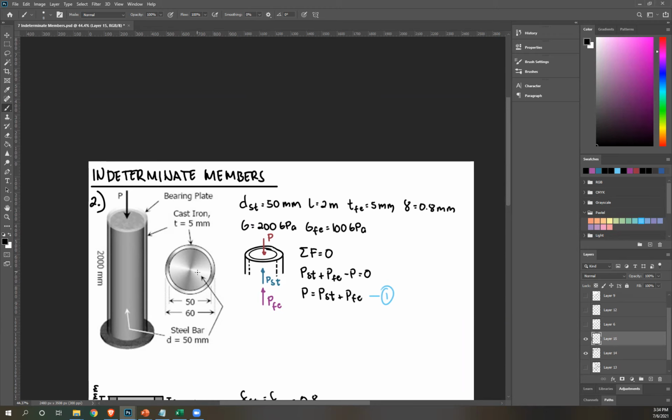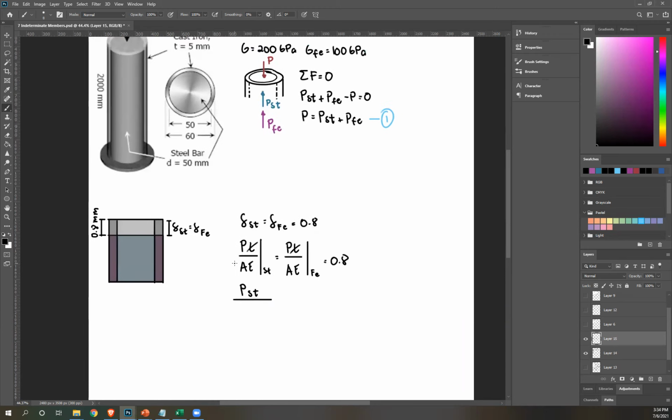So that's just pi over 4 d squared, since it's a circle. So PST over... You can't cancel this because you equated it to 0.8. There's no L here, so I can't cancel everything. Okay, so keep it. Again, can't cancel.